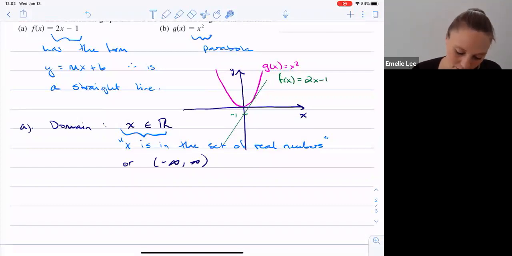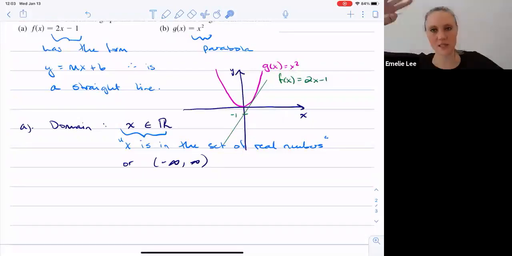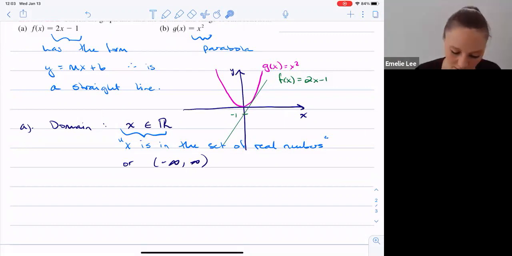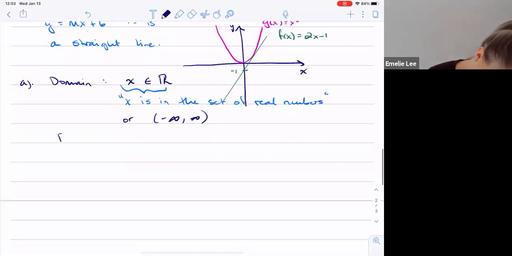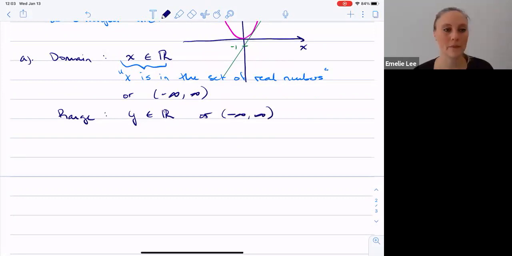So that's why I'm introducing that as well. So for the parabola, or sorry, I almost skipped the range. The range is all possible values of y, right? And so our y's for this straight line, well, if the x's keep going and going, then our y's will be spanned as well. So the range, I'm going to say y is also in the set of real numbers, right? Or negative infinity to infinity, whatever you prefer. Okay.